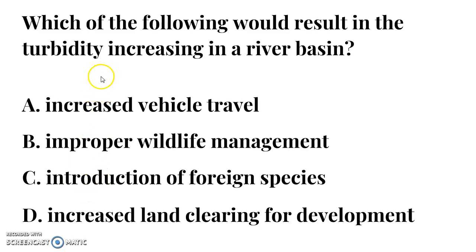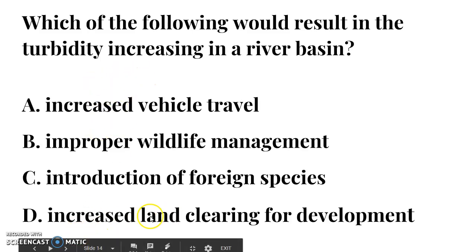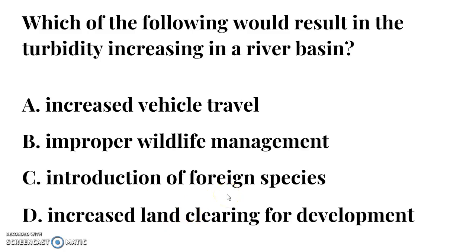The question here is, how could it happen? Whenever you clear land, that land clearing is erosion. Whenever there's erosion, that means that you're going to find less plant life, and that means that there's nothing holding the soil. That will lead to more and more dirt washing into your rivers and lakes and streams.